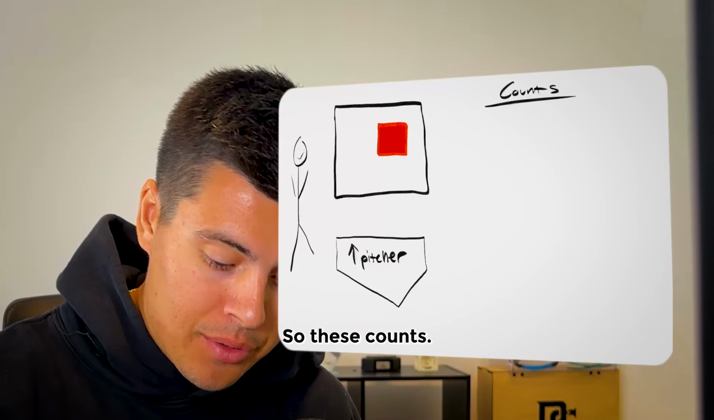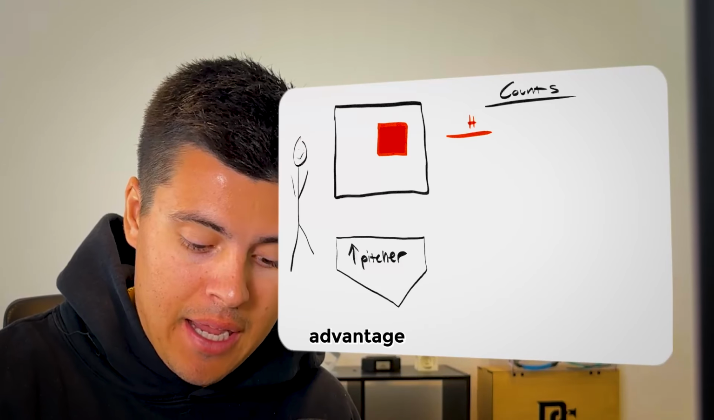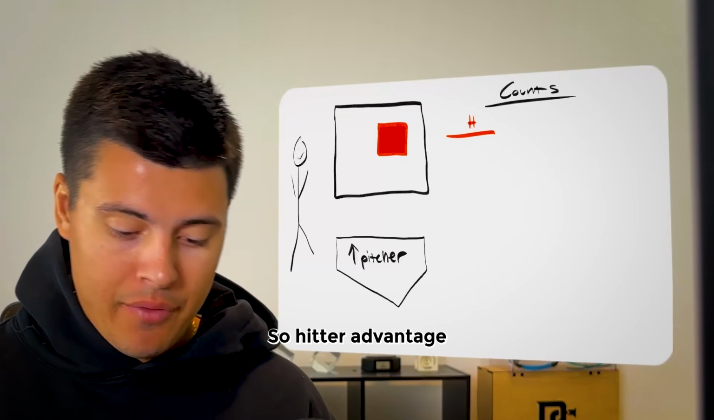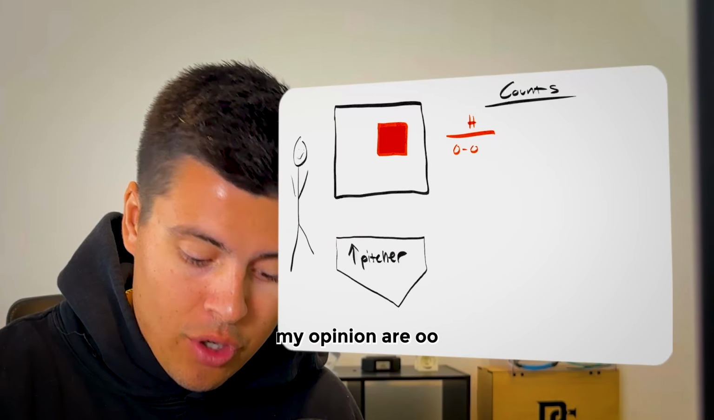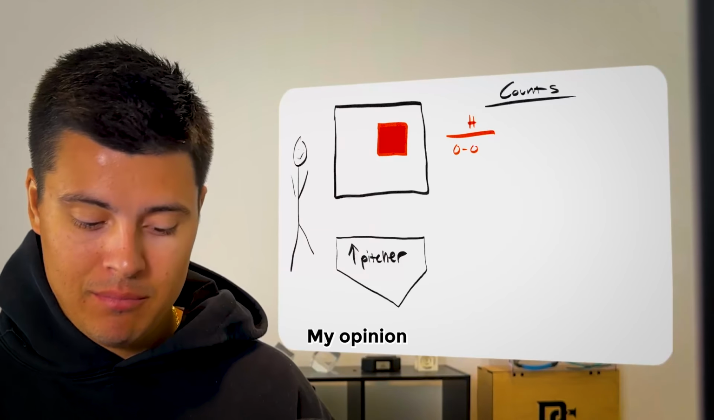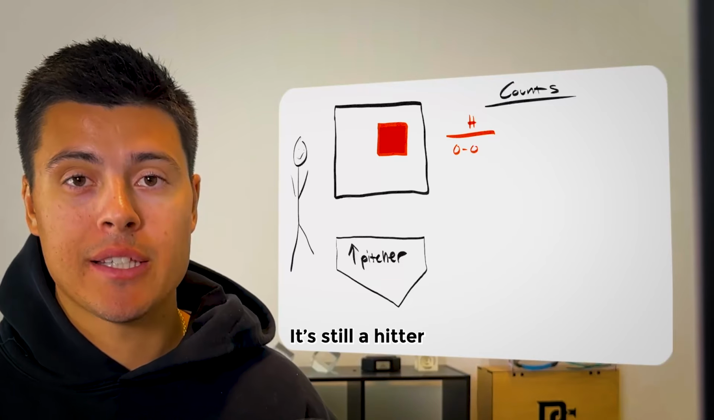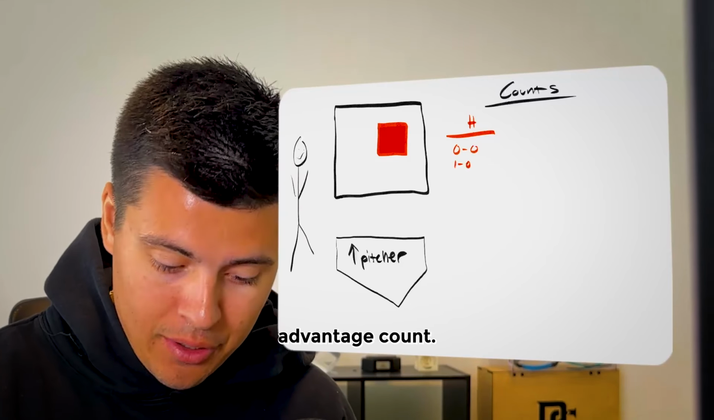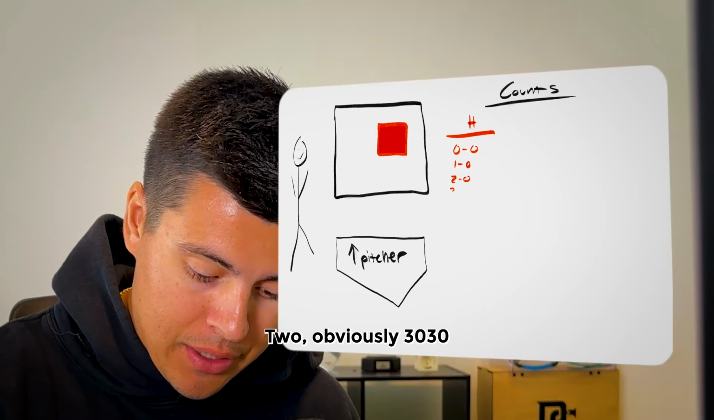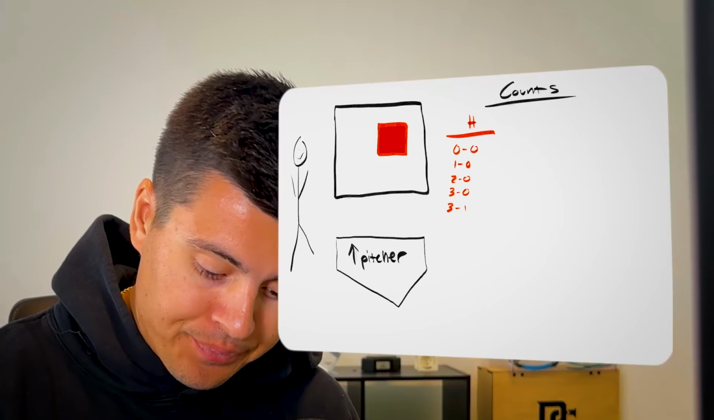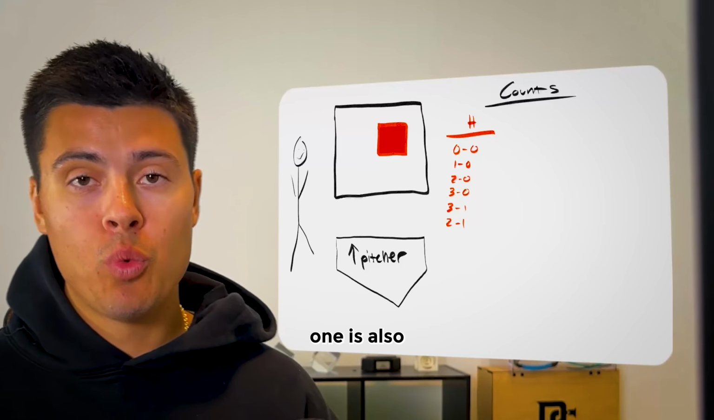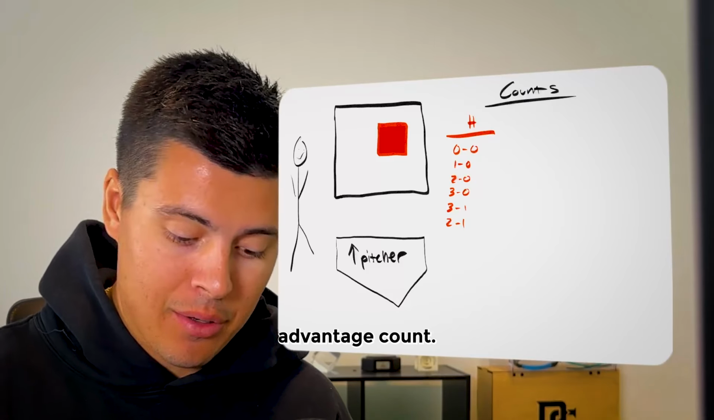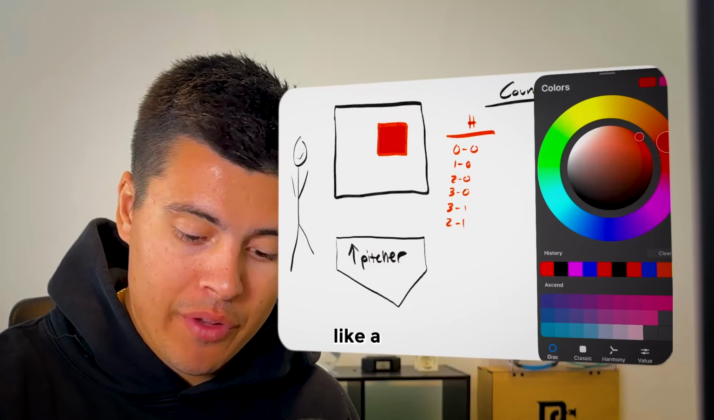So this is gonna be a hitter advantage count, right? Hitter advantage counts, in my opinion, are 0-0. In my opinion, 0-0 is not a neutral count, it's still a hitter advantage count. 1-0 is a hitter advantage count, 2-0 obviously, 3-0, 3-1, and in my opinion, 2-1 is also a hitter advantage count. Swing counts, basically that's gonna be more of a neutral count.